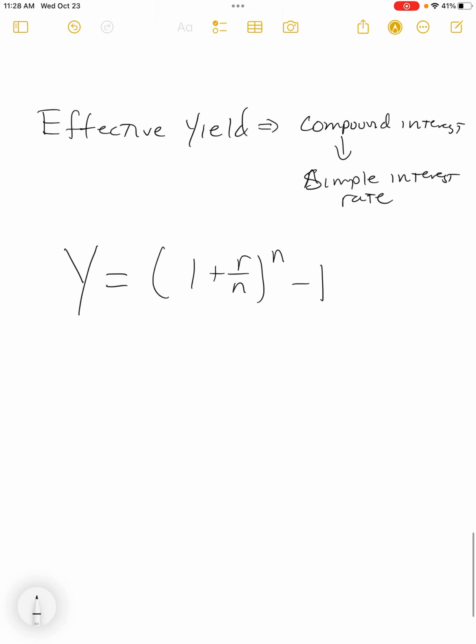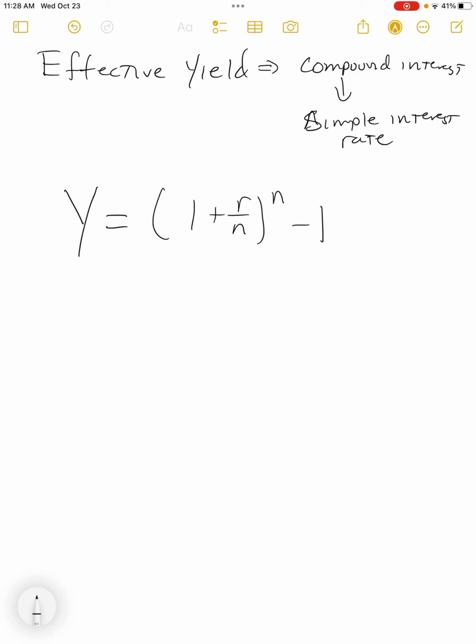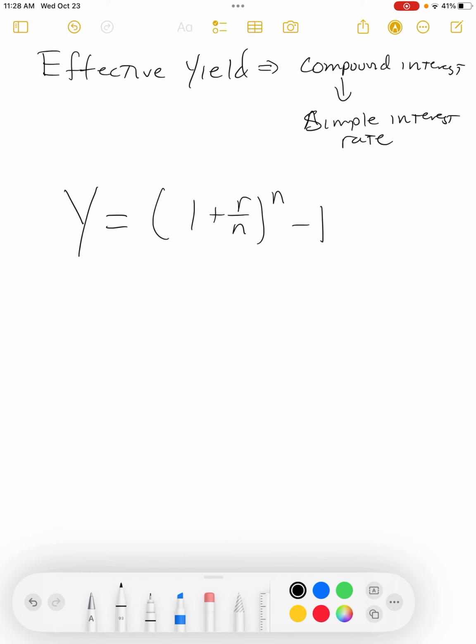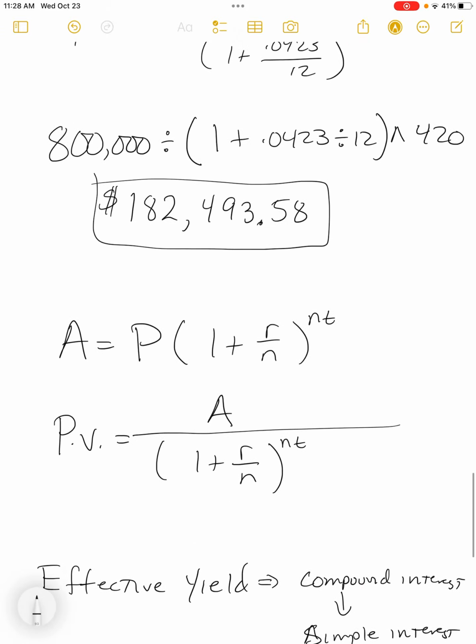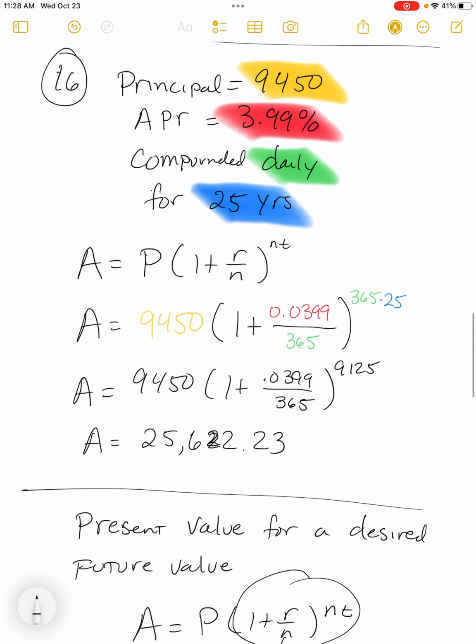So, for example, let me get some values out here. When we invested $1,000 and the interest was compounded annually. Well, actually, let me not do that. I think that would be too much back and forth. Let's go look at a previous problem, this one right here, where we took our 9,450 and raised it to 25,622.23 by compounding interest daily.